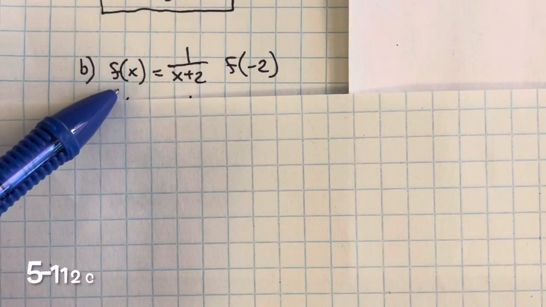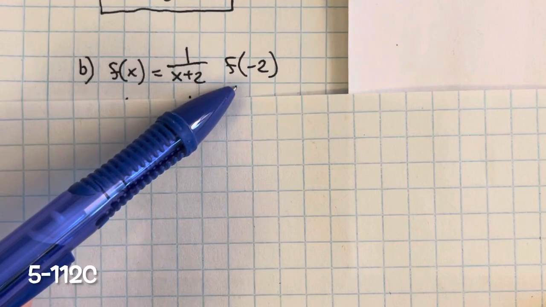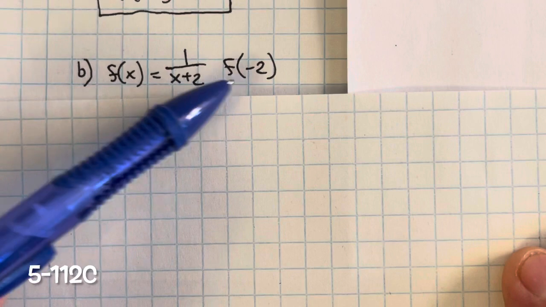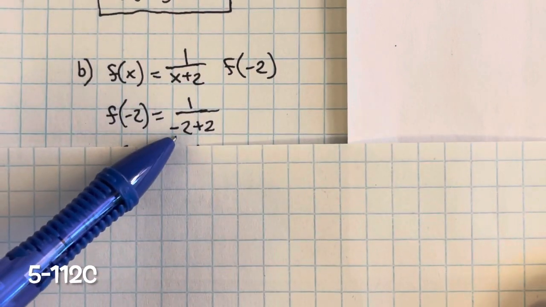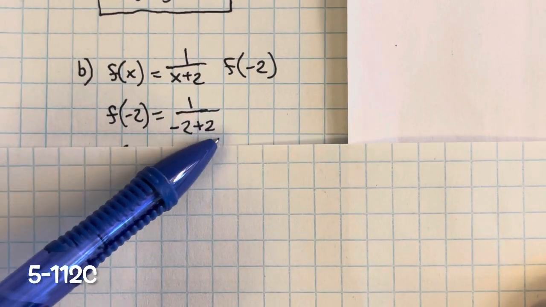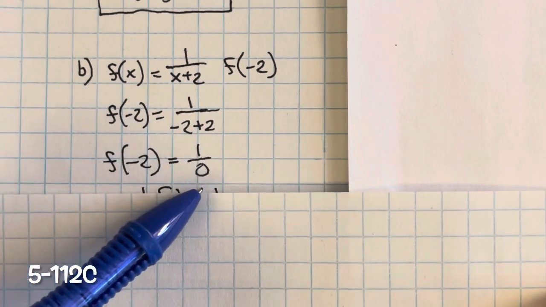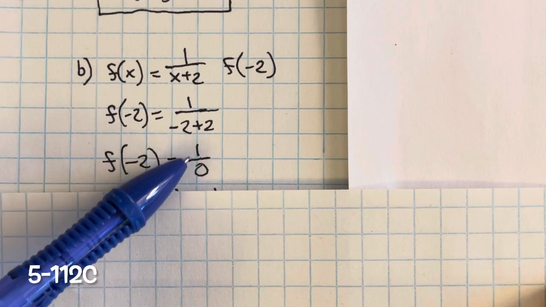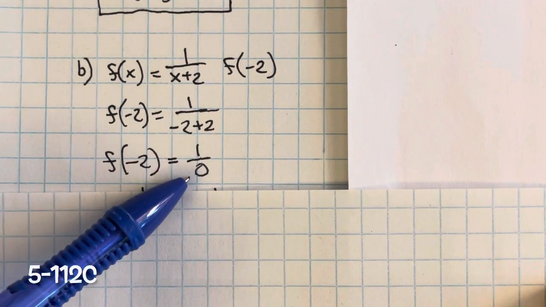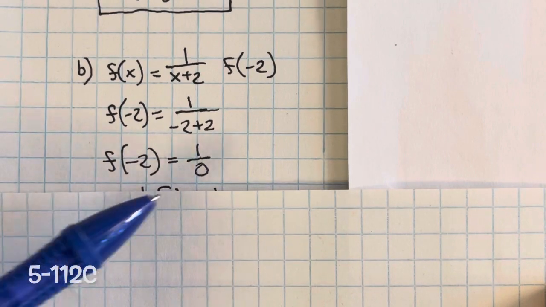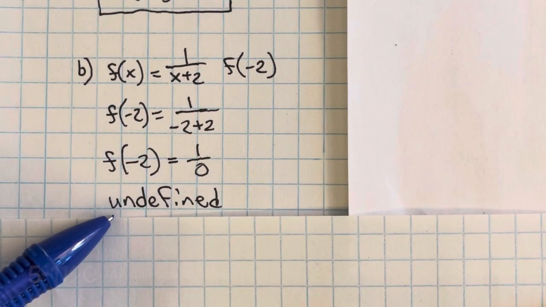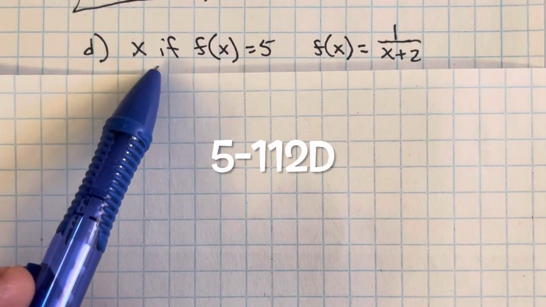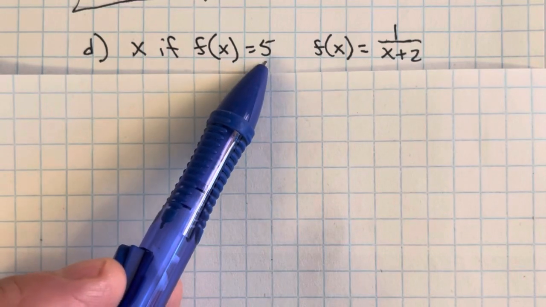So now we're going to calculate f(-2). So x equals -2. And here we have -2 plus 2 equals 0. And that's like saying I have 1 divided by nothing. And you can't divide 1 by 0, so this is undefined.